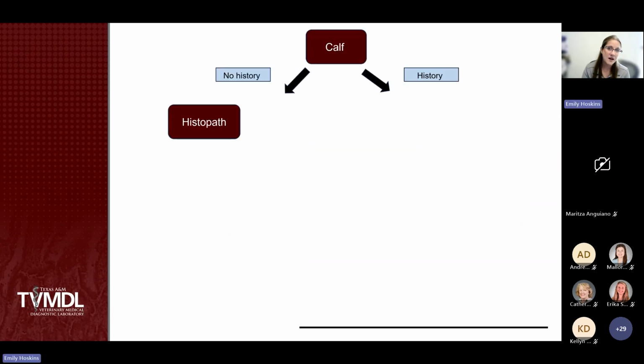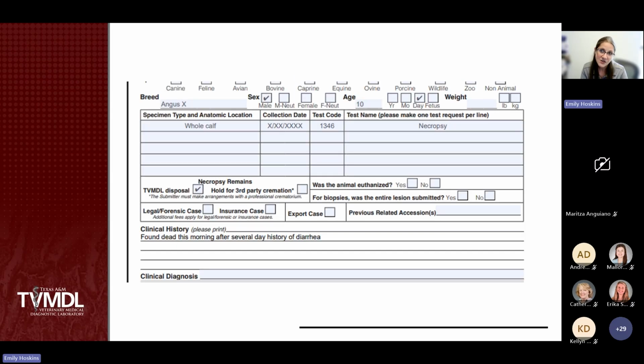So for this CAF, the one that came in with no history, I went ahead and recommended histopath to try and clarify what was going on. How would this have looked different if we had a little bit of clinical history with this submission? Let's go back to our submission form. Again, we have a whole calf submitted for necropsy, a 10-day-old male calf, same calf, but this time in the clinical history, we have found dead this morning after several day history of diarrhea. This isn't a long history, it's barely a sentence, but this is helpful for several reasons.